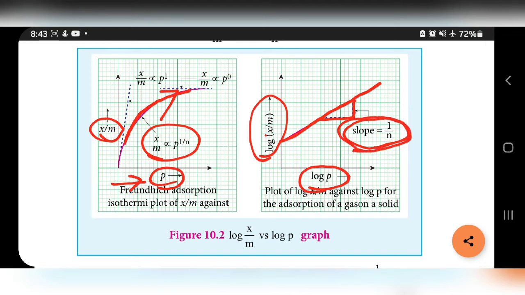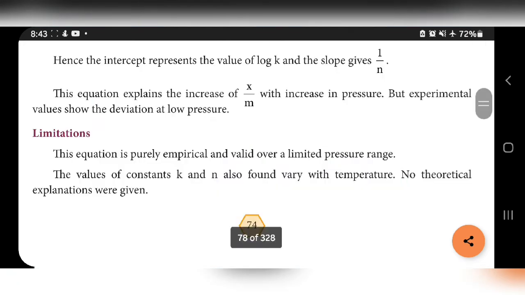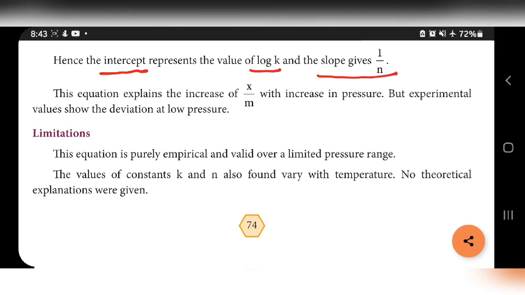That is, if you find the slope, that is equal to 1 by n, and the intercept value is equal to log k. That is what is given here. Intercept is equal to log k and slope gives 1 by n. So this equation explains the increase of x by m. So x by m increases with the increase in pressure, but experimental values show some deviation at low pressure. So experimental values may deviate, some deviations are there.